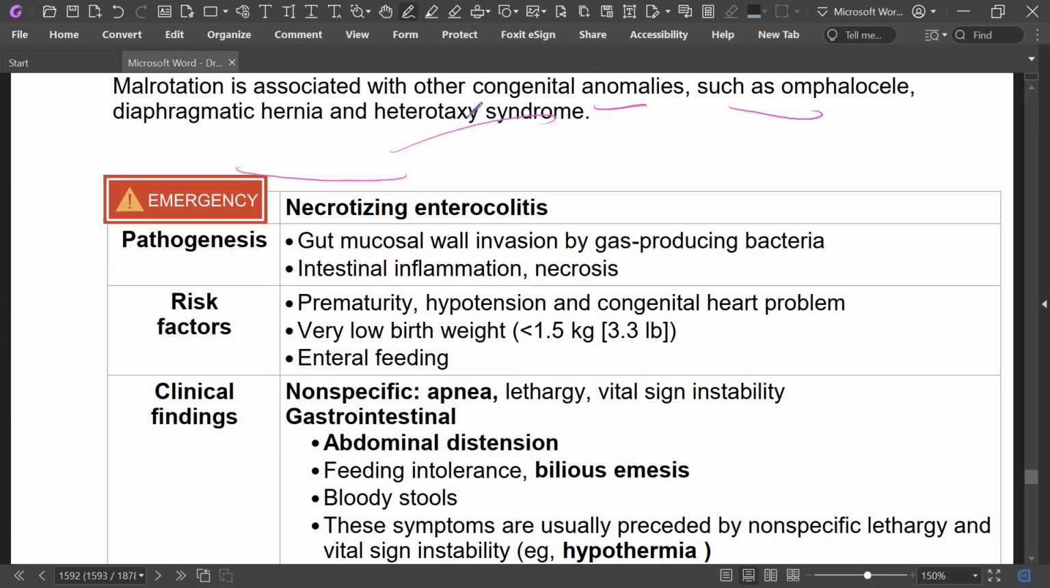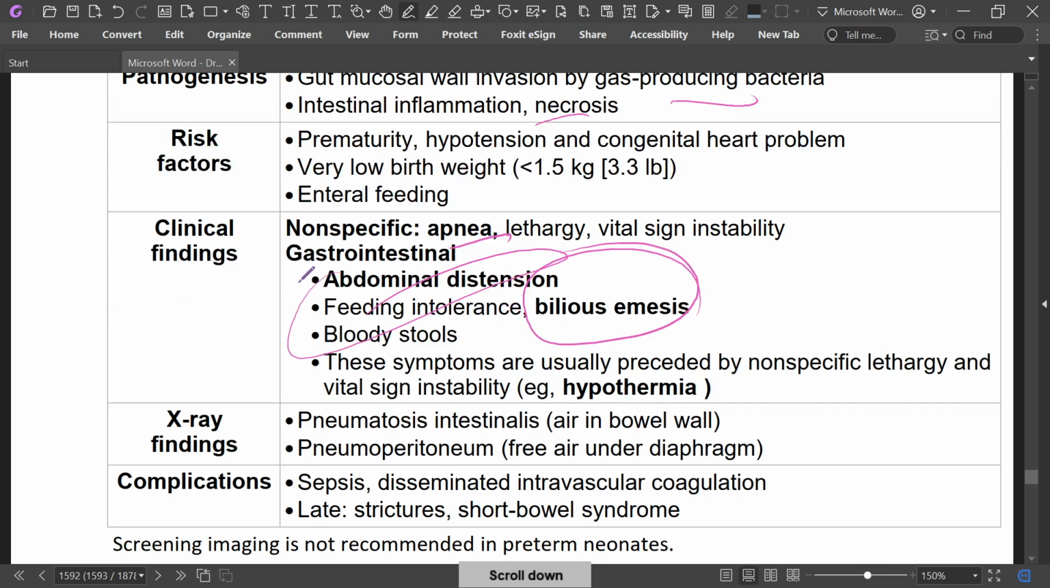Necrotizing enterocolitis is gut mucosal wall invasion by gas-producing bacteria. There may be intestinal inflammation and necrosis. It may be due to prematurity, hypotension, congenital heart problem, very low birth weight, and enteral feeding. Non-specific signs include apnea, abdominal distension, bilious emesis, and hypothermia.